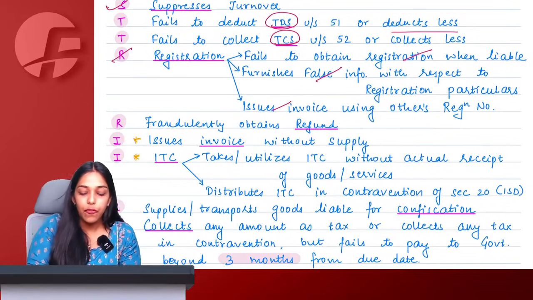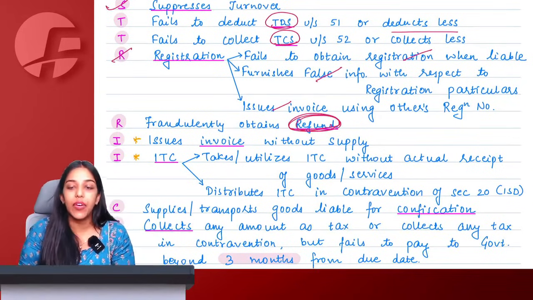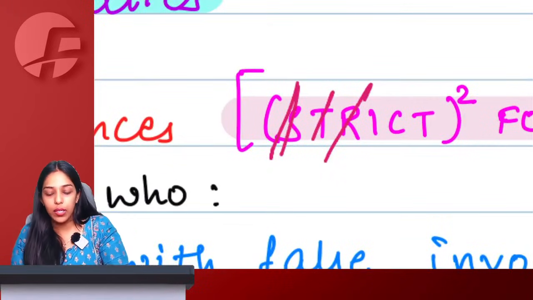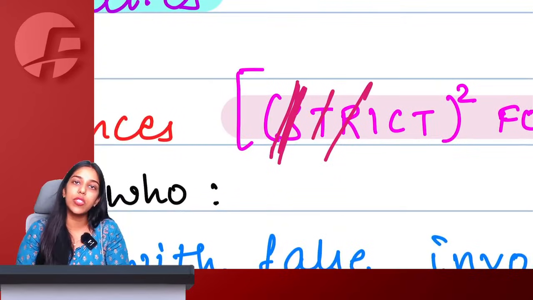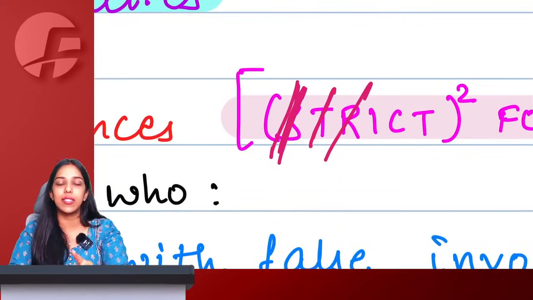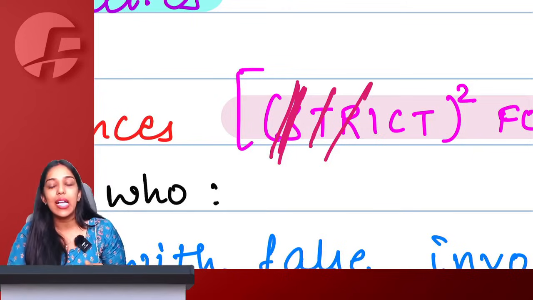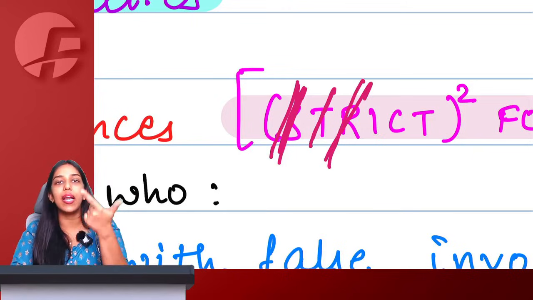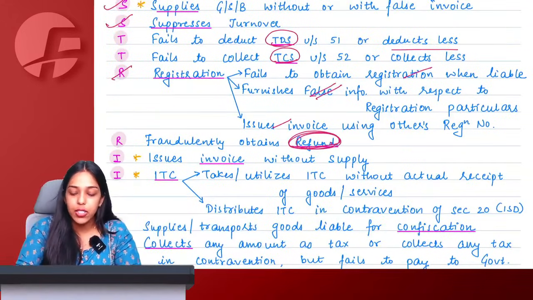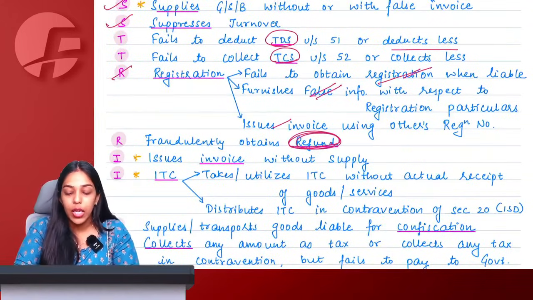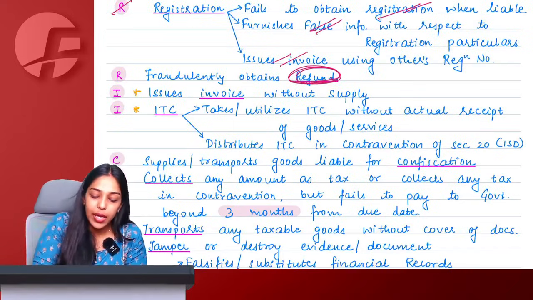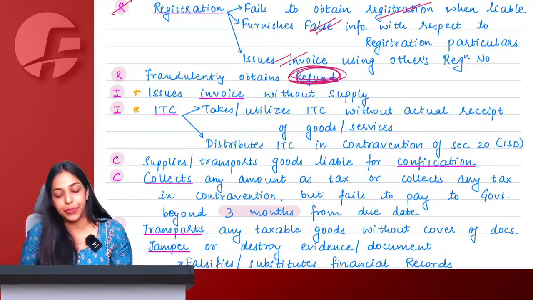And then R is fraudulently obtains refund. So S is suppresses turnover and supplies goods, services or both without invoice or with false invoice. Then T is TDS, TCS: either you are not deducting or you are deducting less. Then R is registration and refund. For registration, we have 3 offences: you are furnishing false information, not obtaining registration, or you are using someone else's registration number to issue invoices. And one R is you are fraudulently obtaining refund.